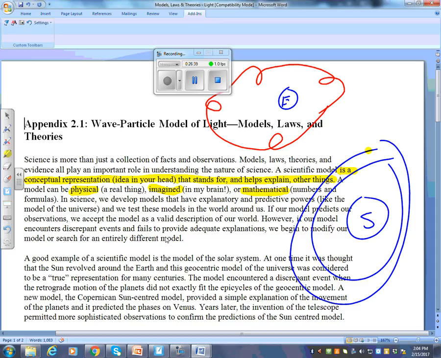Okay. So, a good example of a scientific model is the model of the solar system. At one time, it was thought that the sun revolved around the Earth, and this geocentric model of the universe was considered to be a true representation for many centuries. The model encountered a discrepant event when the retrograde motion of the planets did not exactly fit the epicycles of the geocentric model. A new model, the Copernican sun-centered model, provided a simple explanation of the movement of the planets, and it predicted the phases on Venus.